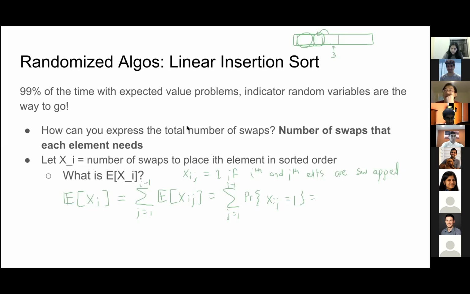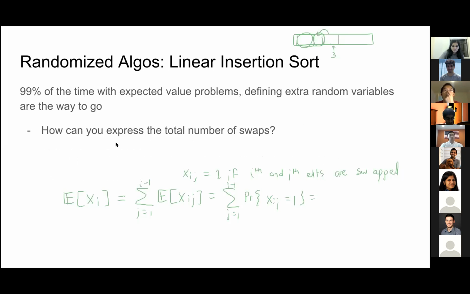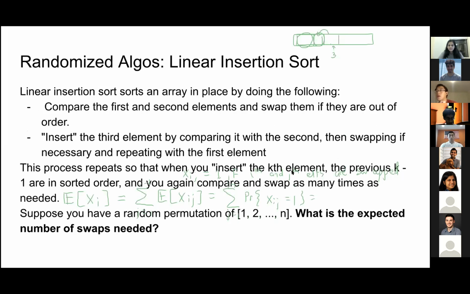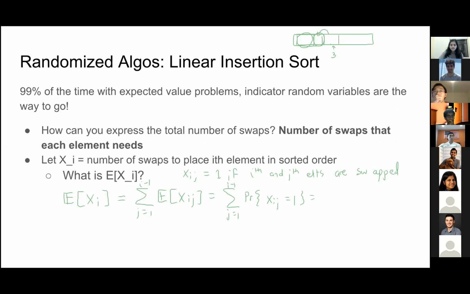Wait, I have a question. How come we're only considering everything up till i minus 1? What about the elements to the right of i? So the way the algorithm works is, wait, let me go back. When you're inserting the ith element, you would swap it with the elements between 1 and k minus 1. So when we're looking at the number of swaps to move the ith element in the array to its proper place, we only need to consider the elements that are before it. Okay, that makes sense.